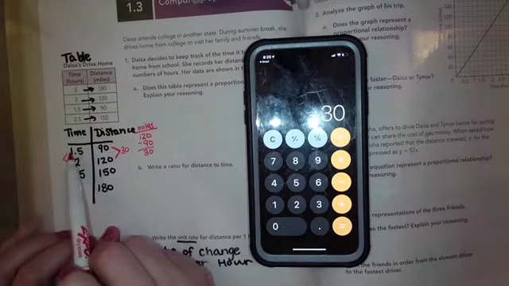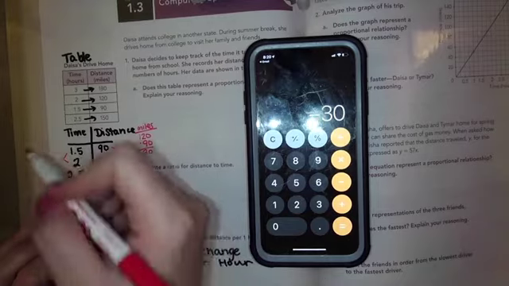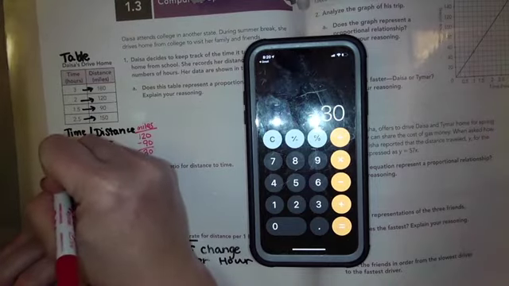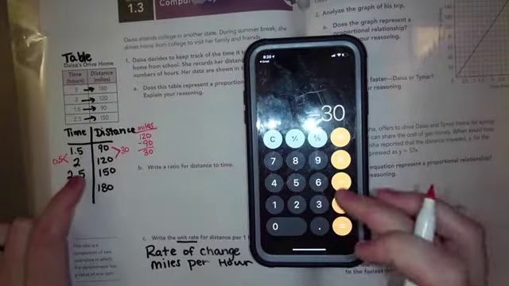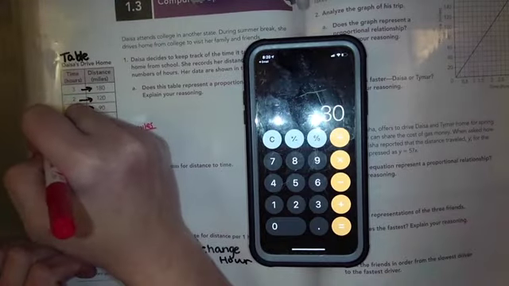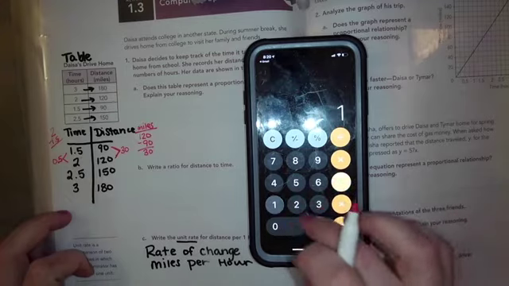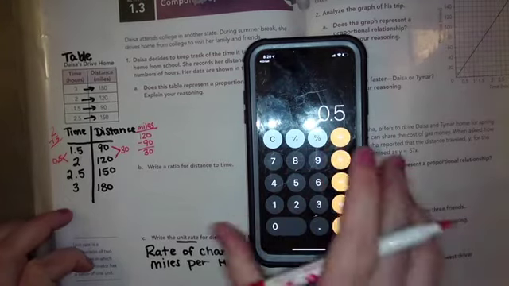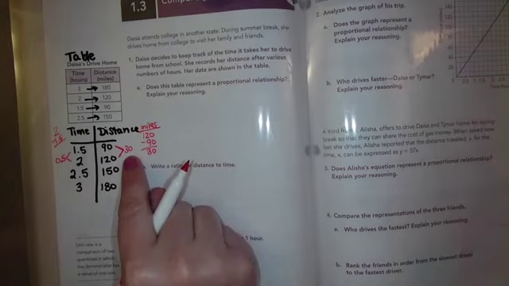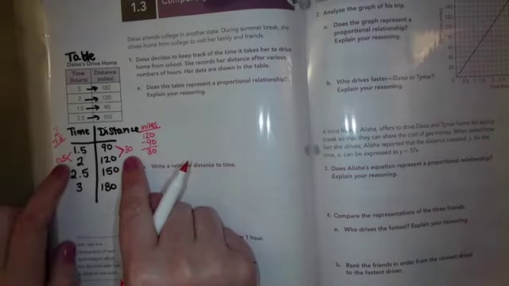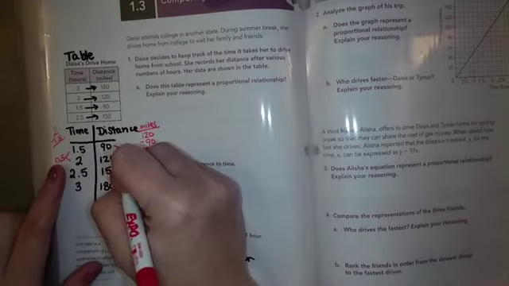So if I went from 1.5 hours to 2 hours, hopefully you see that's 0.5. Or again, you could subtract. So you would do 2 minus 1.5. 2 minus 1.5 is half an hour. So she went 30 miles in half an hour. Okay, let's do this next one.